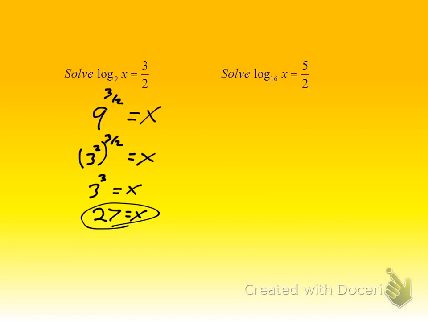Alright, this last one over here, 16. Log base 16 of x equals 5 halves. 16 to 5 halves equals x. 16 is 4 squared to the 5 halves equals x, which means 4. 2 times 5 halves is what? Ten over 2, which is 5. So 4 to the 5th. Help me out. 1024.